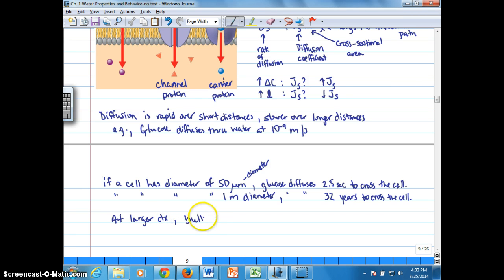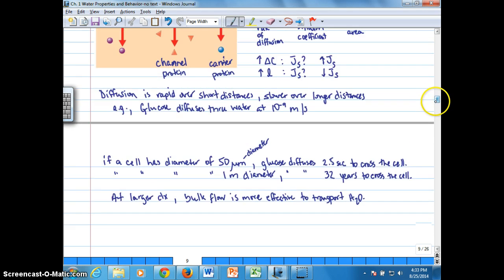Bulk flow becomes more effective to transport water. For example, we're looking at maybe the movement of water through xylem in that case. But that's a discussion for another topic.